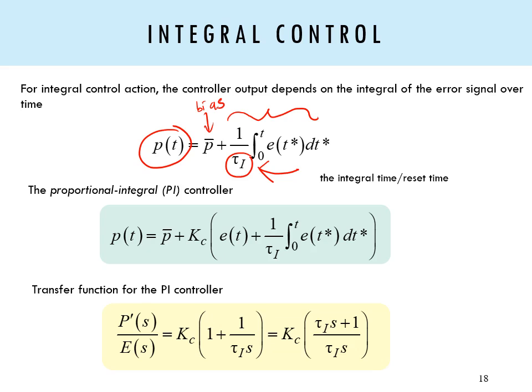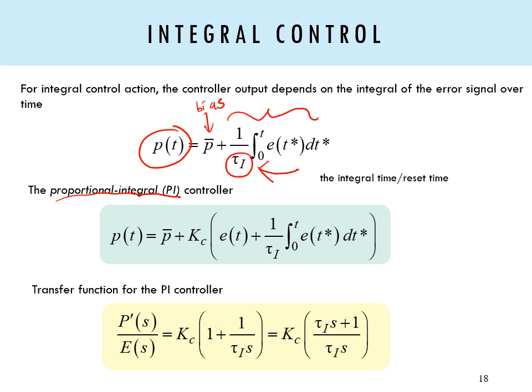So integral control action is widely used because it provides an important practical advantage, the elimination of the offset, as compared to the P only controller. Integral control action is normally used in conjunction with proportional control as the proportional integral controller.